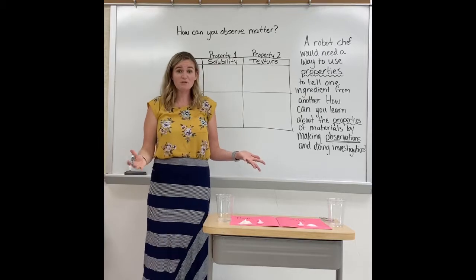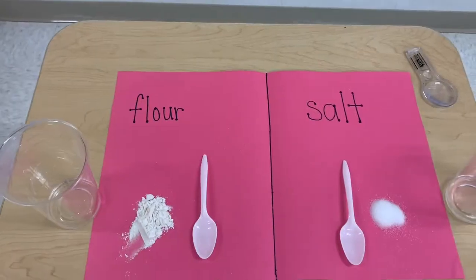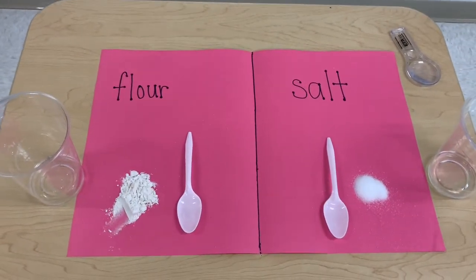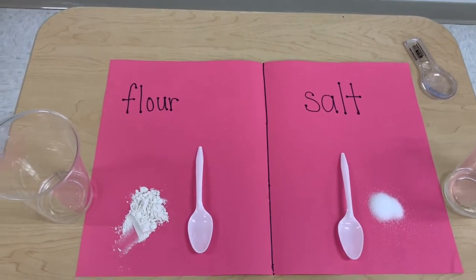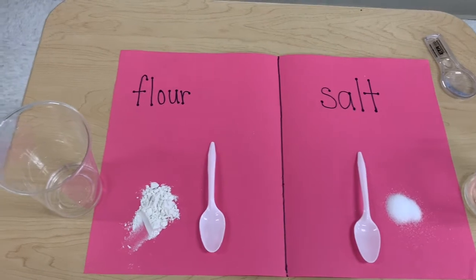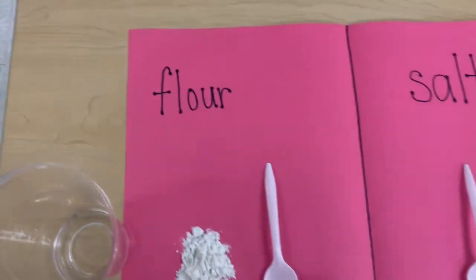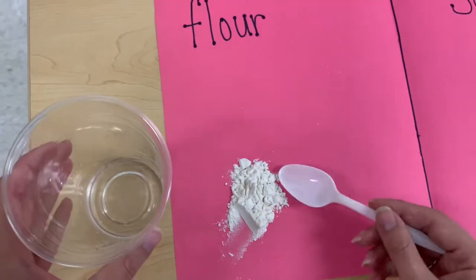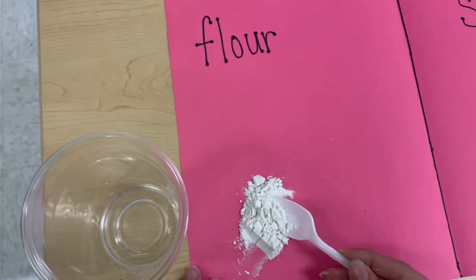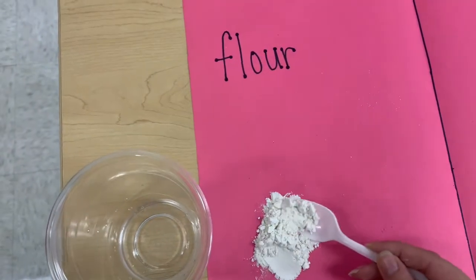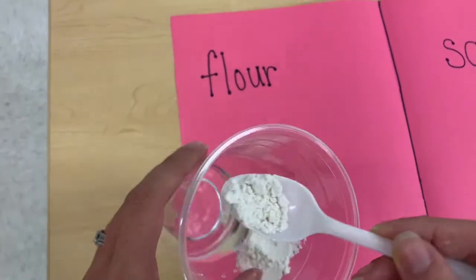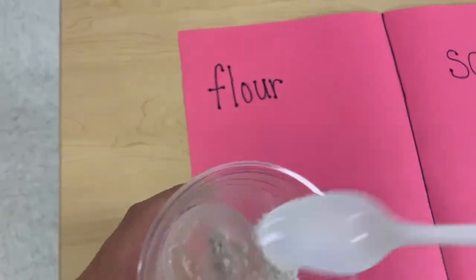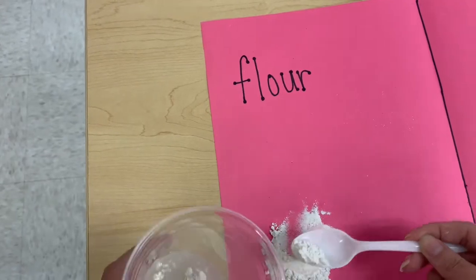Now let's look closer and make some observations. First, let's test solubility. Remember, solubility is how something dissolves in another substance. I'm using water today. So let's see what happens when we mix the flour in water. Usually I would measure this out. I don't have a tablespoon right now. So here's a teaspoon. We'll put a little more in there.